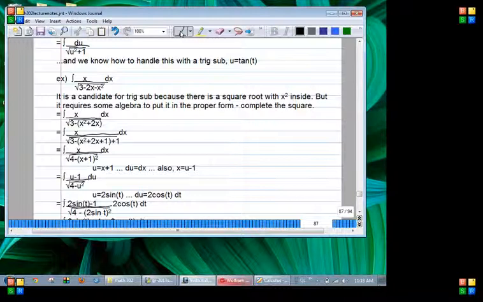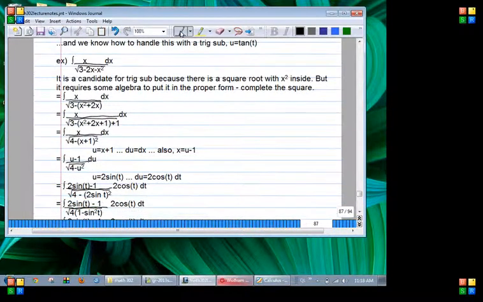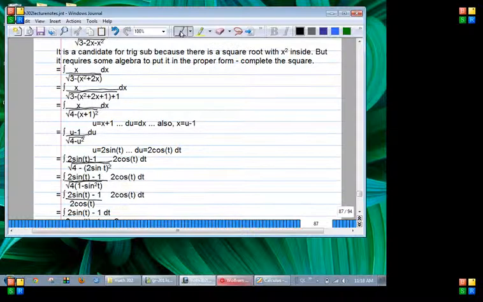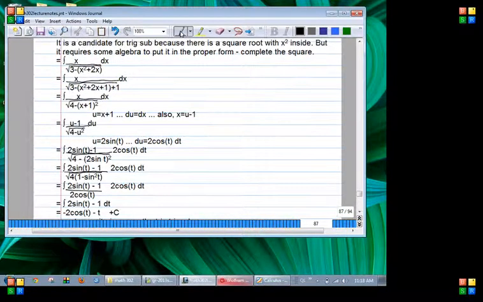Now I have to do some algebra. On the bottom, factor out until you get 1 minus sine squared. It's just going to be the square root of cos squared. That just gives you cos, and the square root of 4 becomes 2. Oh, and some things cancel really nicely. So just get the integral of 2 sine t minus 1. Negative 2 cos t minus t plus c.